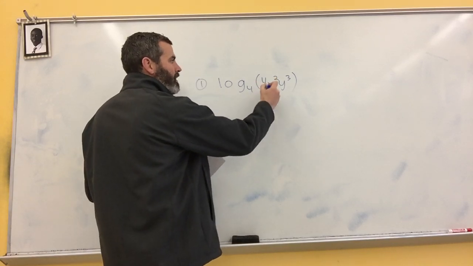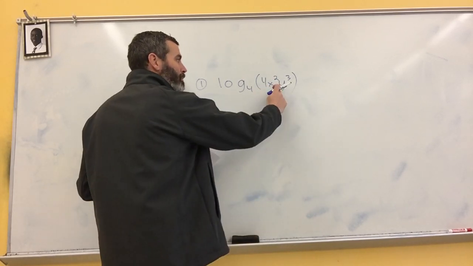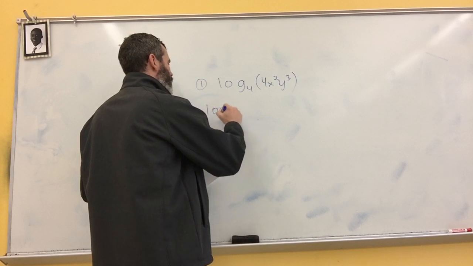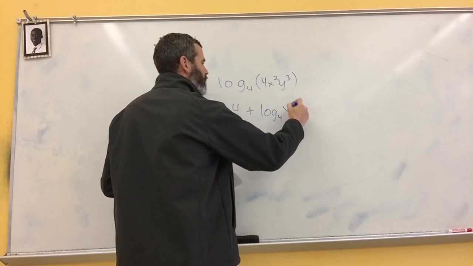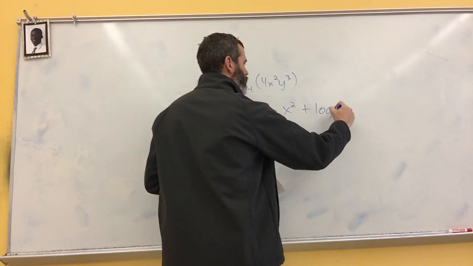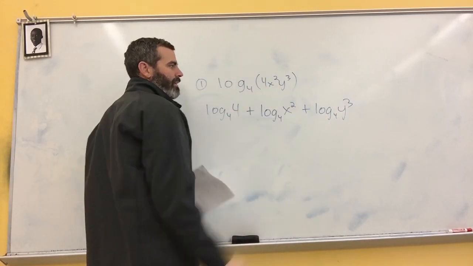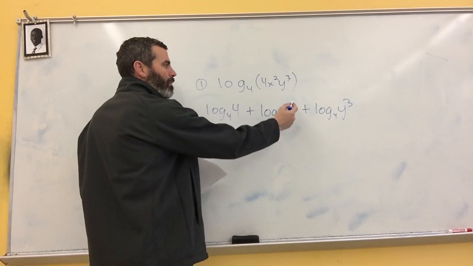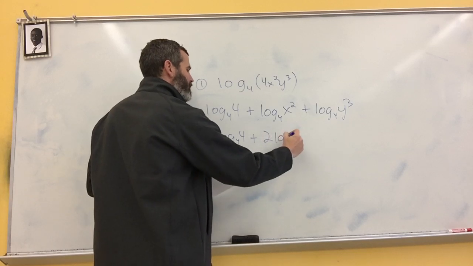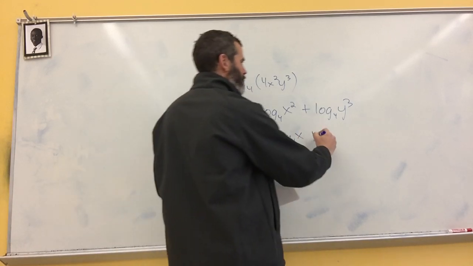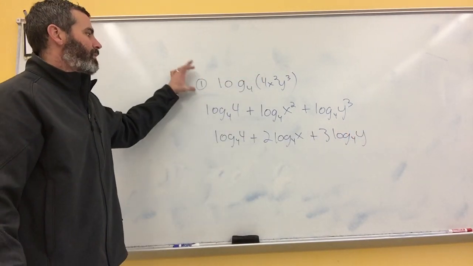So first step is I just want to split all these 3 things up. I have 1, 2, 3 things being multiplied together. So when I multiply here, I'm going to add down here. Log base 4 of 4 plus log base 4 of x squared plus log base 4 of y cubed. Last step is I use the power property to get rid of these exponents. So log base 4 of 4 plus 2 times log base 4 of x plus 3 times log base 4 of y. So I expanded, went from here to here.